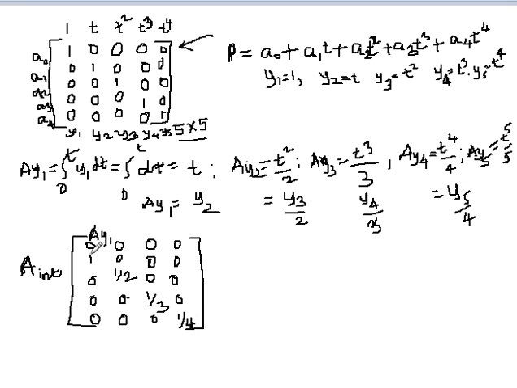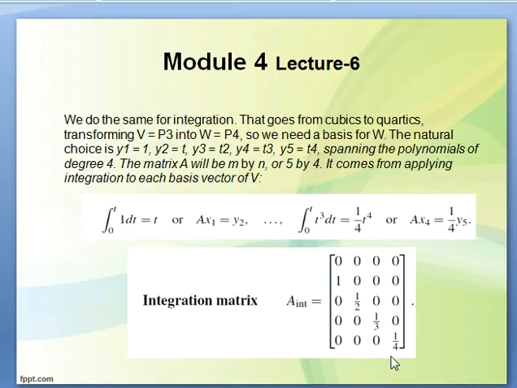It is actually 1, 2, 3, 4, 5. It is a 5 by 4 matrix. So the integration matrix is not a square matrix. It is a 5 by 4 matrix for degree 4. The same is visible here.